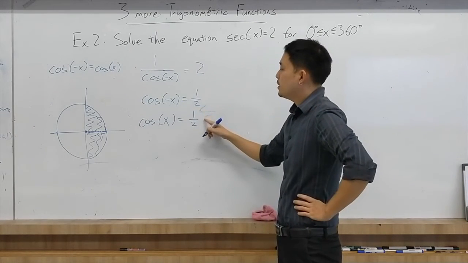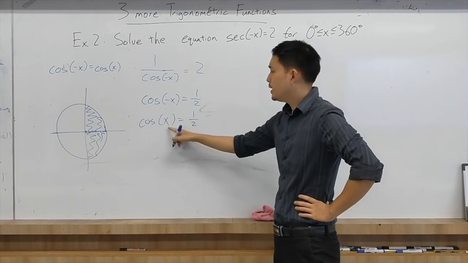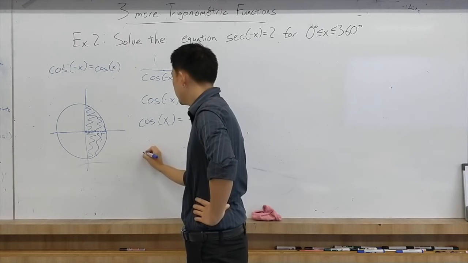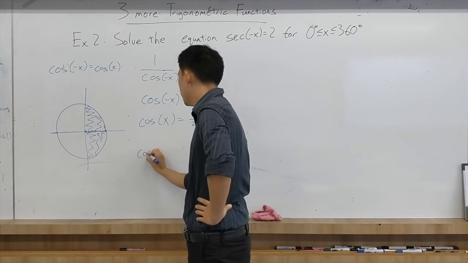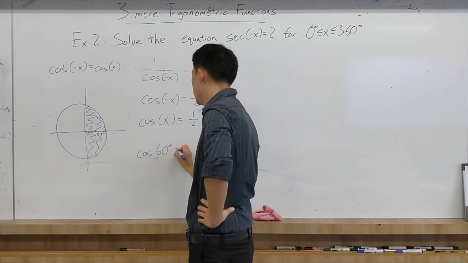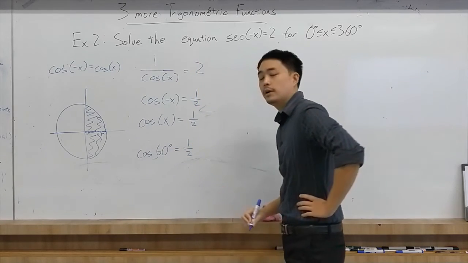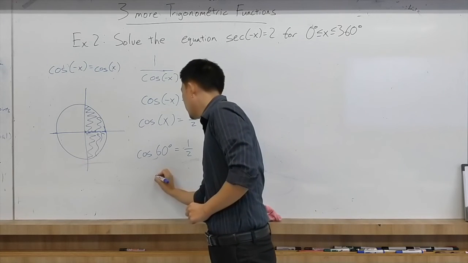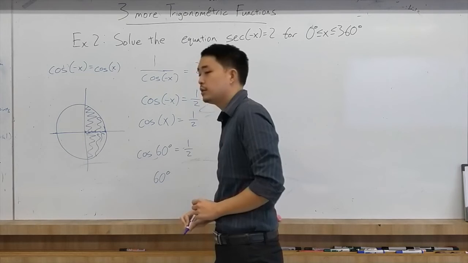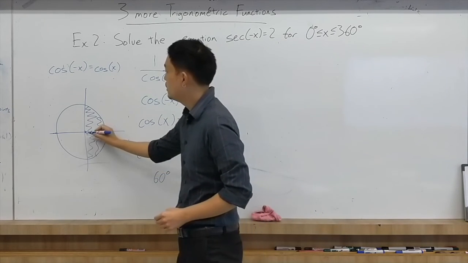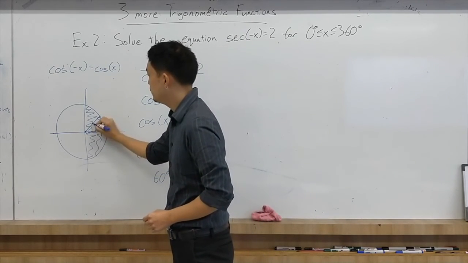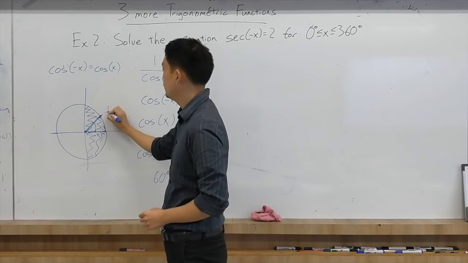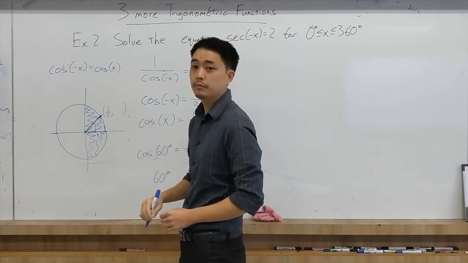So cosine of x equals 1/2. What value of x gives me a value of 1/2? Well, if you remember our 30, 60, 90 triangle, you will remember that cosine of 60 degrees equals 1/2. So in that case, one of my answers is 60 degrees. That would be this angle right here. This is going to give me a value of 1/2 comma something.